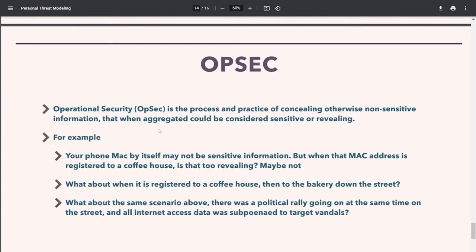But I think a MAC address is another one. And so it's like, what happens if your MAC address is tied to a coffee house? Probably not too revealing, unless you're trying to hide from someone that has access to coffee house connection data. But what happens when it's connected to the coffee house and the bakery? Again, probably not much, but I think this is very valid and happens often.